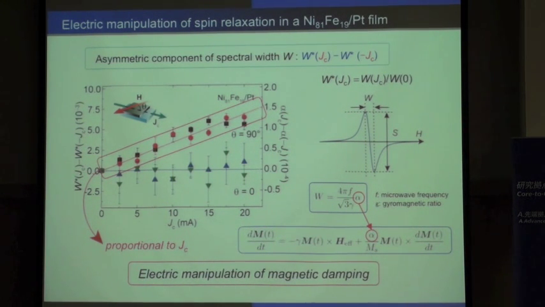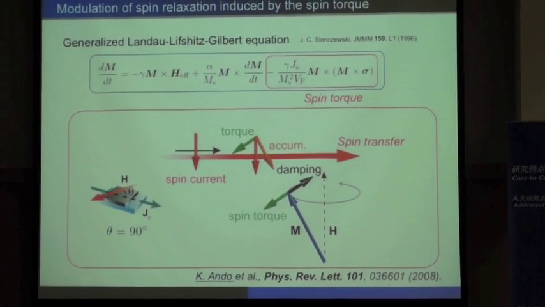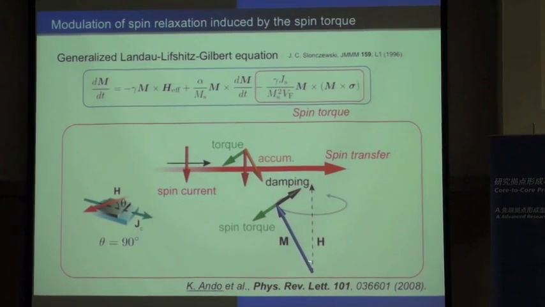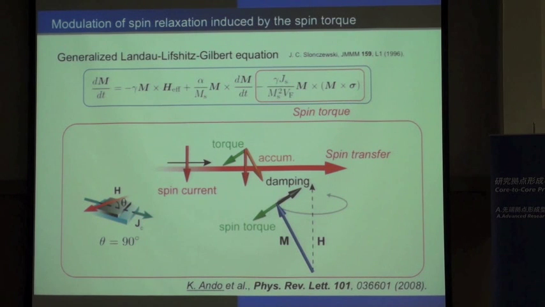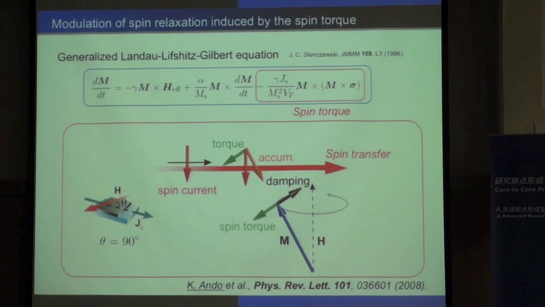The origin of this damping manipulation induced by the spin Hall effect can be explained in terms of the macroscopic spin transfer induced by the spin Hall effect. This is a schematic illustration of a spin current under the precessing magnetization when the field is applied perpendicular to the charge current. At this condition, the spin torque acting on the precessing magnetization, which arises from the exchange of spin angular momentum between spin current and magnetization, is always anti-parallel to the damping torque. So this spin torque effectively changes the magnetic damping. This is the origin of the spin Hall effect induced manipulation of the magnetic damping.